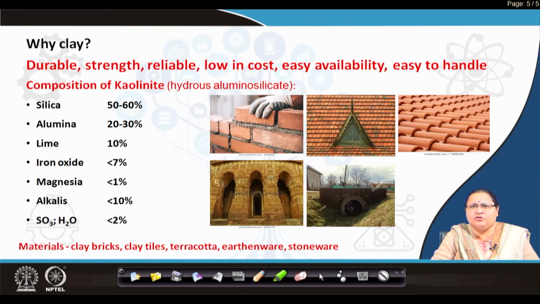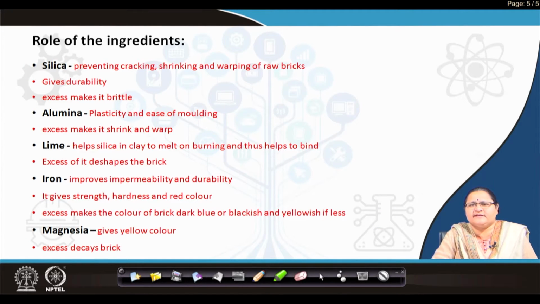So, we can look into the basket one after other, but before doing that, when we convert the clay to any of these items, we do need to know what is the role of each of them. So, silica prevents crack, shrinkage and warpage of brick or any clay item. Silica gives durability, but remember, excess of it makes it brittle. Similarly, alumina gives plasticity to the item. It makes the molding process easy.